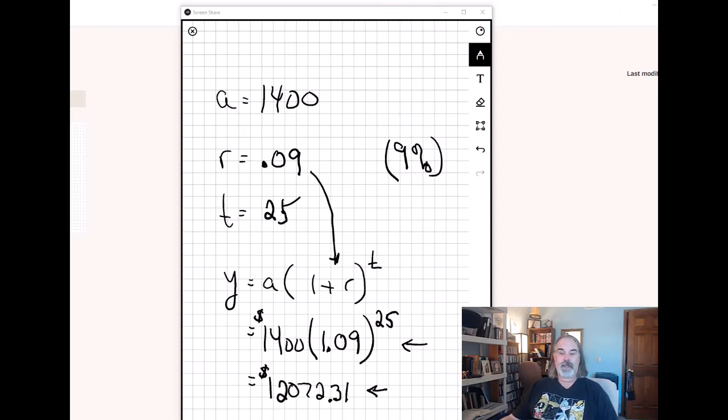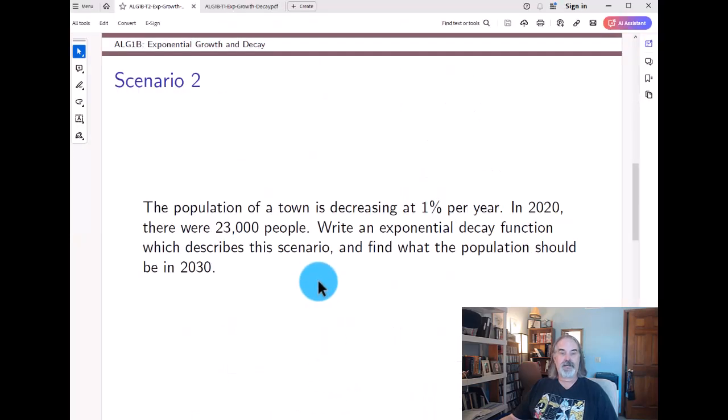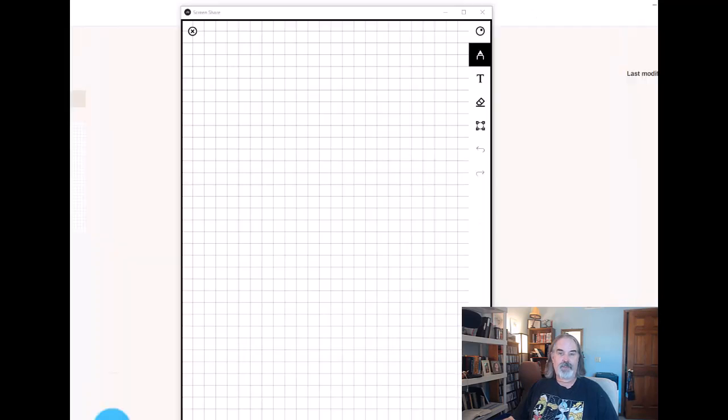Okay, let's do another one. Scenario number 2, the population of a town is decreasing at 1% per year. In 2020, there were 2,300 people. Write a function that describes this scenario and then find out the population in 2030. Okay, so in this case, I haven't prepared a screen yet because I want to do this basically from scratch.